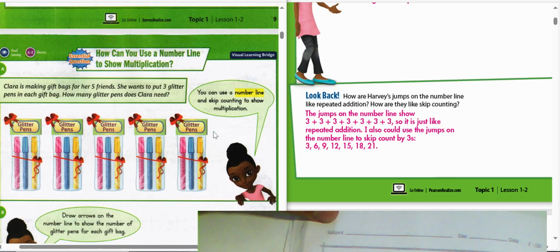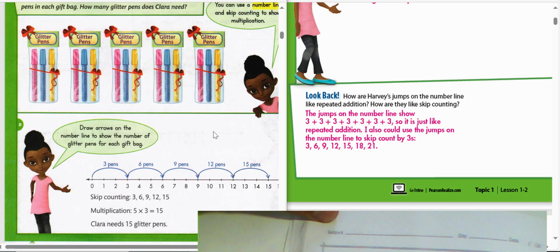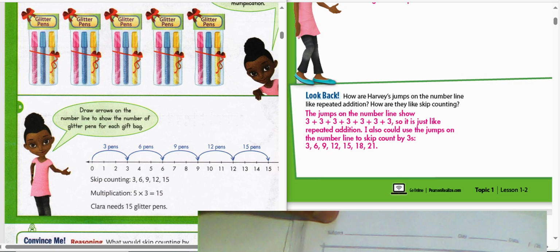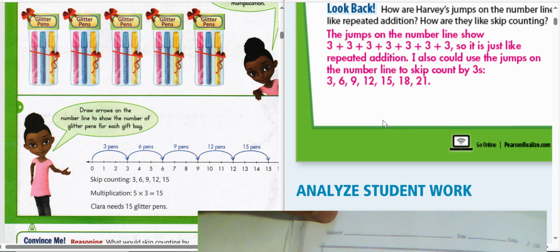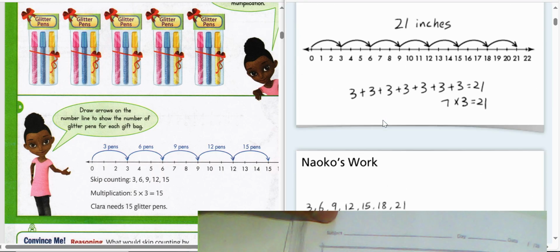Okay. Next page here. We can count from 0 to 3, 3, 6, 9, 12, 15. We add 3 all the time. Then 3 times 5 equals 15. Or we can write 5 times 3 equals 15. Clara needs 15 glitter pens. In this example, we want to draw the number line to find the answer. Okay, next page here, this is the answer.